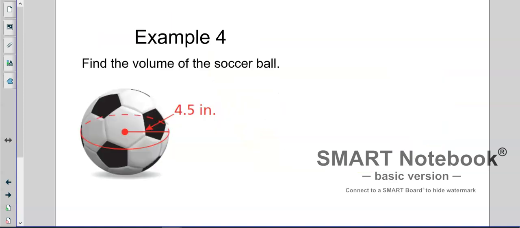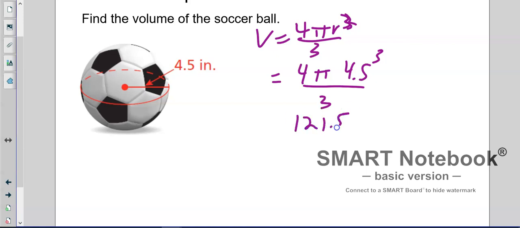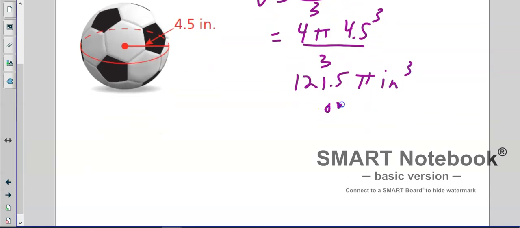Find the volume of the soccer ball. Well, volume equals 4 pi r cubed, keep making it 2 there, divided by 3. So 4 pi 4.5 cubed divided by 3. And we do 4.5 cubed times 4 divided by 3. Just crunch the numbers. You get 121.5 pi inches cubed. Or if you multiply it out, you get 381.7 inches cubed. Again, unless the problem specifies, either answer is appropriate.